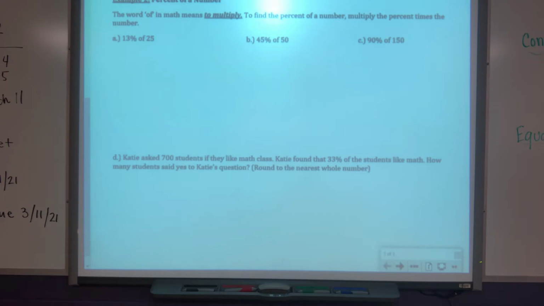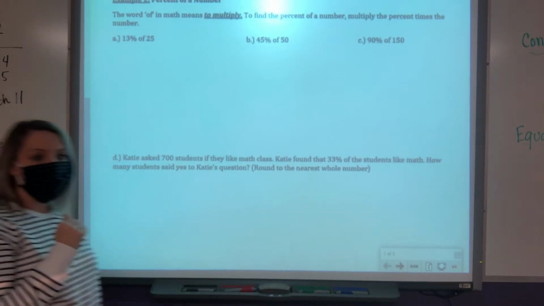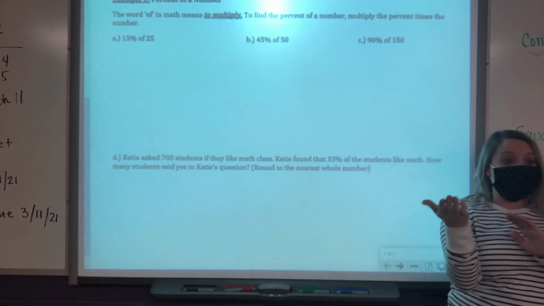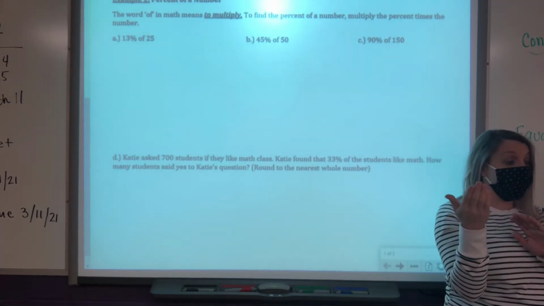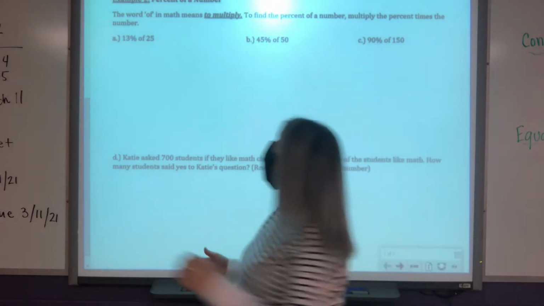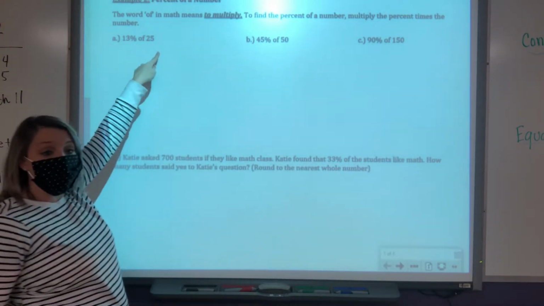The word of in math means to multiply. To find the percent of a number, multiply the percent times a number. Now, can I multiply a percent times a number? No. What does that percent have to be converted into to be able to multiply? A fraction or a decimal. Very good. So that's why we converted fractions, decimals and percents on Friday, so it can help us with our math problems today. So 13% of 25.